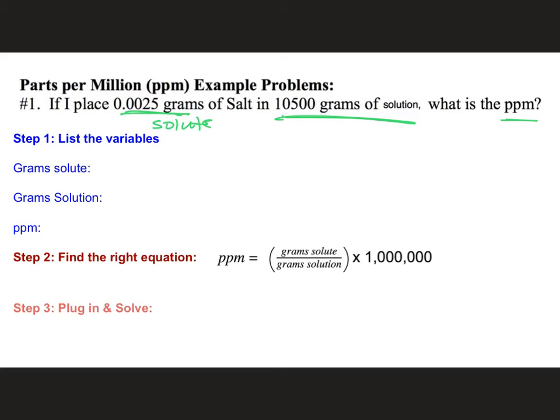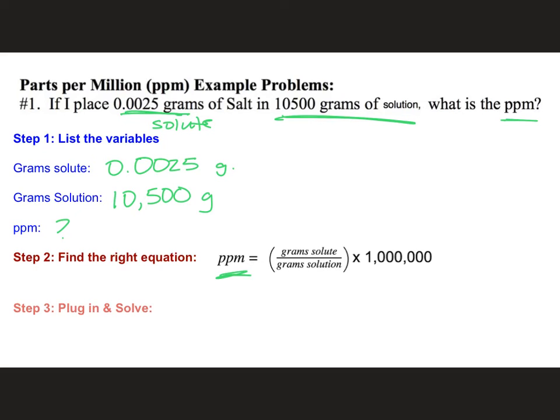So our grams of solute is 0.0025 grams. Our grams of solution is 10,500 grams. And our ppm, we don't know. And now we have to find the right equation. This one I've already listed it. You will be given the 3 main equations at the top of your worksheet, like this one that you have. You might have to rearrange later like we did with our last question. But for this case, we're solving for ppm, so this equation works perfectly for us.